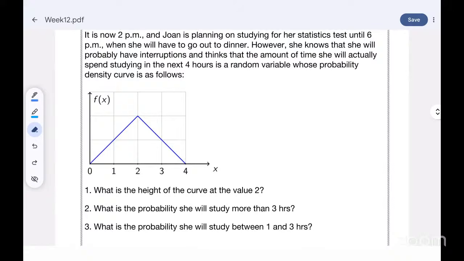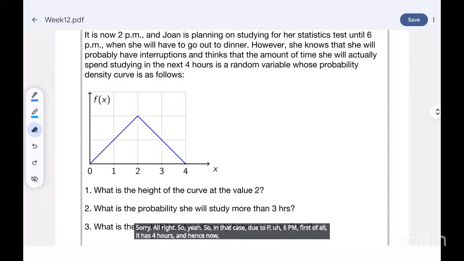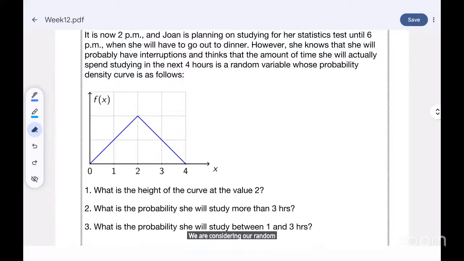All right. So in that case, for 6 p.m., first of all, it has 4 hours, and hence now we are considering our random variable x from 0 to 4 hours. So the study time is from 0 to 4 hours, and this is the curve we have. What is the height of the curve at the value 2?